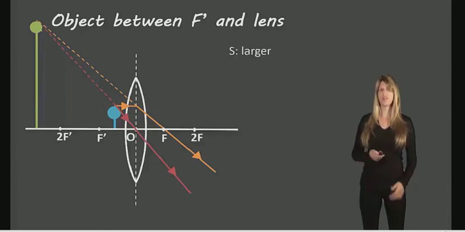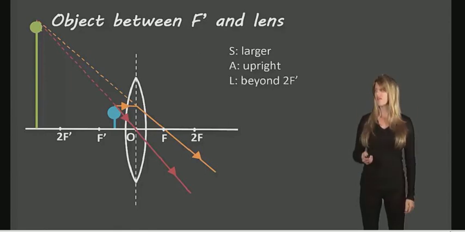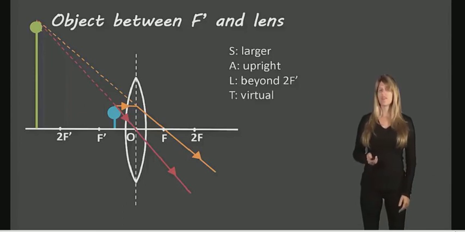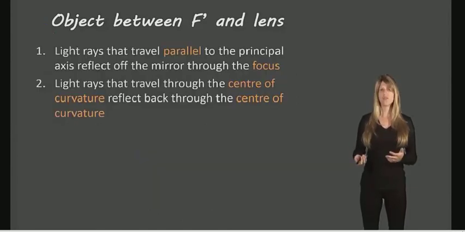So if we're describing this, it's larger. It is upright because they're both facing the same direction. It's beyond 2F prime, and this type is virtual because it's on the same side of the lens as the original object. And here are those rules if you'd like to copy them down in your notebook.